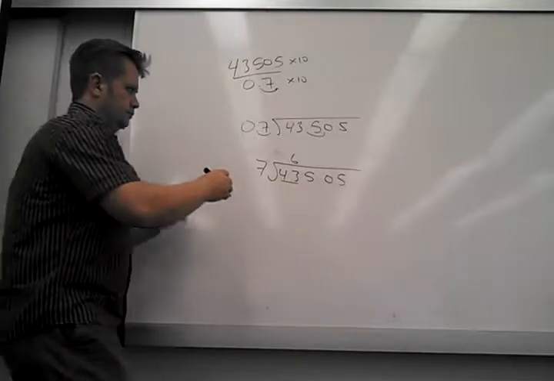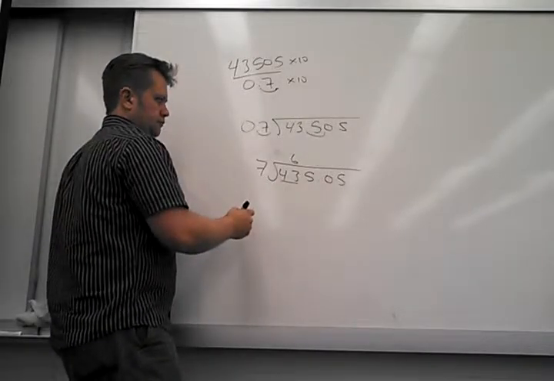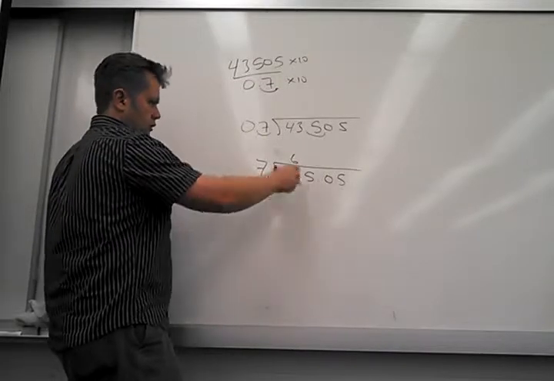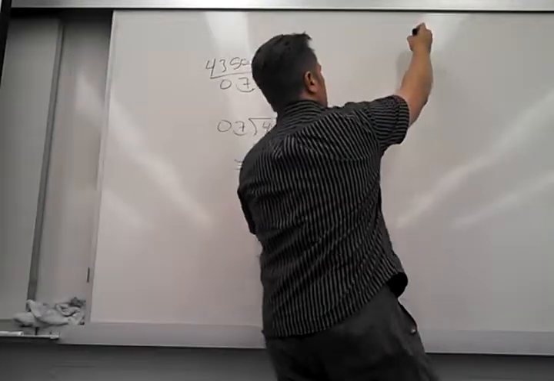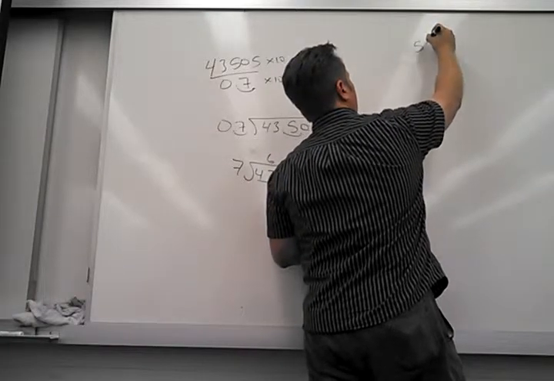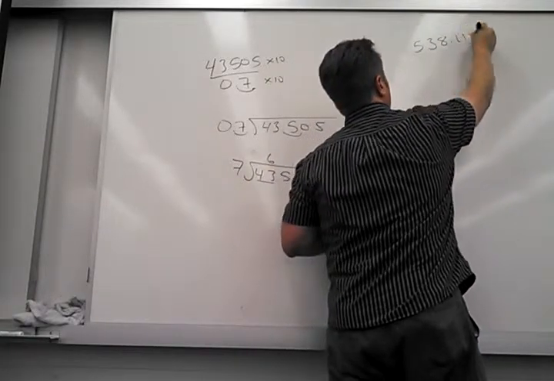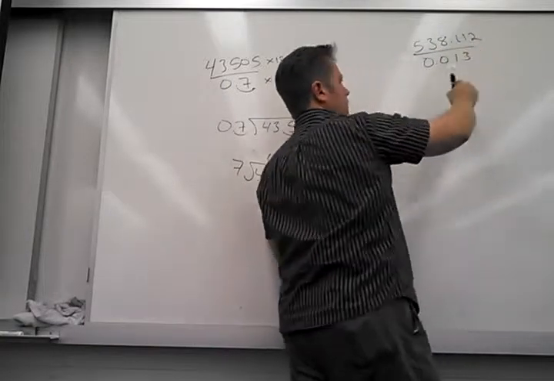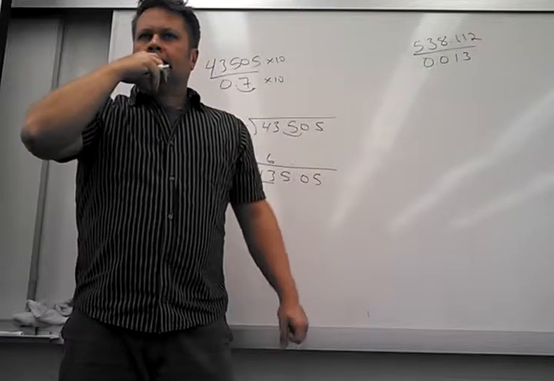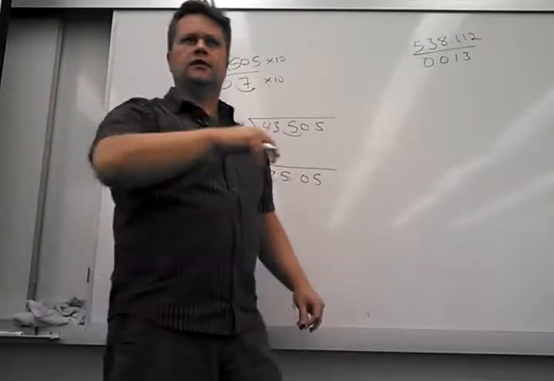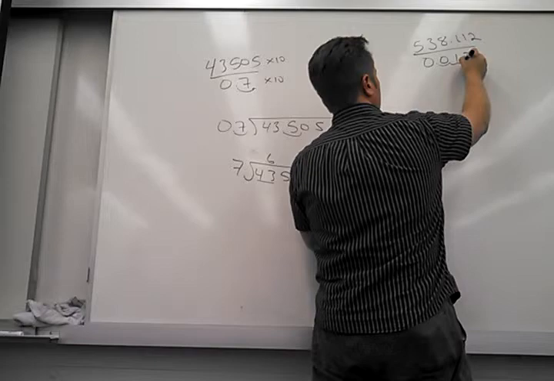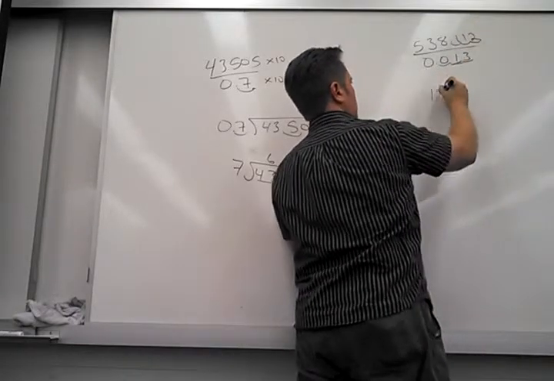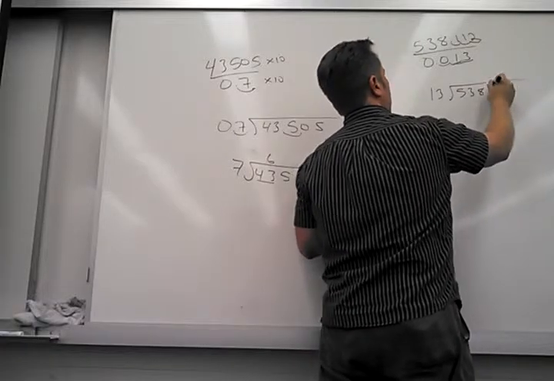So again, if that was 70, then you move it 2 times. However many times you need to move it over is what you do, and do the same thing to the other side. Then you just keep going like a normal long division. If I had 538.112 divided by 0.013, how many times do I have to move over the decimal place? 3 times. So 1, 2, 3, and 1, 2, 3 there. So then I'm doing 13 into 538.112.